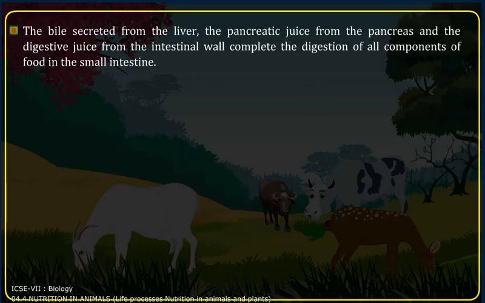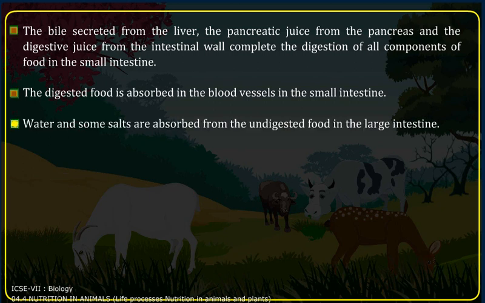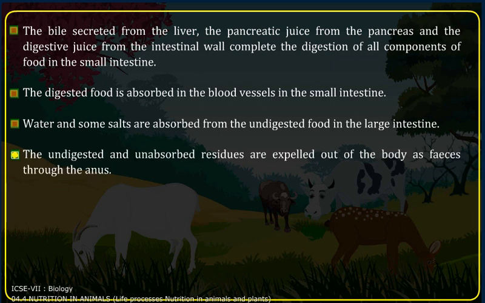Summary. The bile secreted from the liver, the pancreatic juice from the pancreas, and the digestive juice from the intestinal wall complete the digestion of all components of food in the small intestine. The digested food is absorbed in the blood vessels in the small intestine. Water and some salts are absorbed from the undigested food in the large intestine. The undigested and unabsorbed residues are expelled out of the body as feces through the anus.